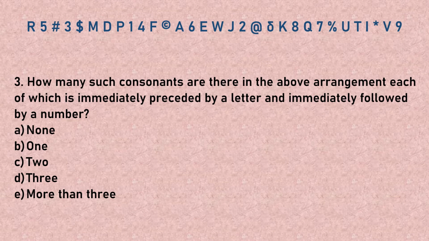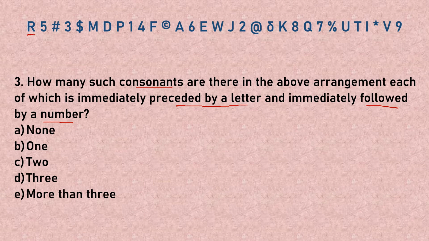The third part of the same question: how many such consonants are there in the above arrangement, each of which is immediately preceded by a letter and immediately followed by a number? So we have to look for consonants. What are consonants? Those alphabets which are not vowels. If we leave A, E, I, O, U, all the other alphabets of the English alphabet are known as consonants. Let us first mark the consonants.